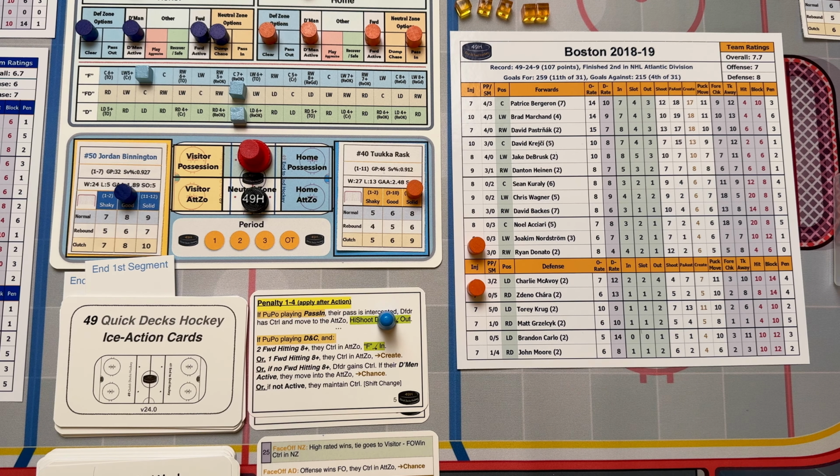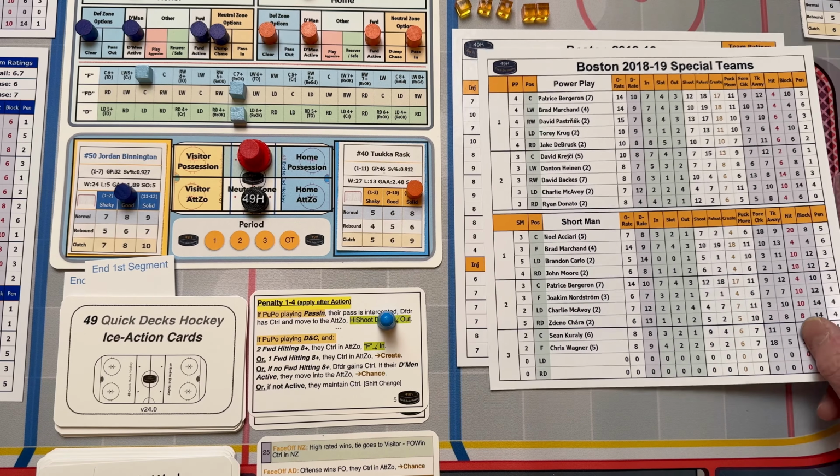Okay, I'm not going to worry too much about the defenseman. And same with short man. Here they've got Noel Acciari and Brad Marchand out on the ice. Well, if they were on the ice, so if it was line 1 or line 4, then I'm maybe going to start line 2 for Boston on their short man. And then how about coming out of the power play?